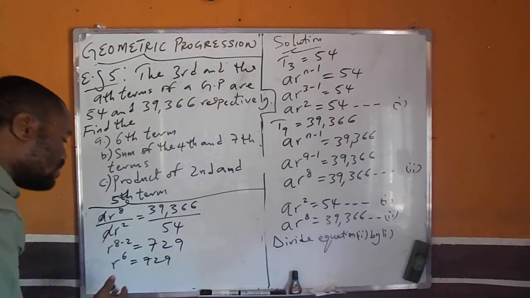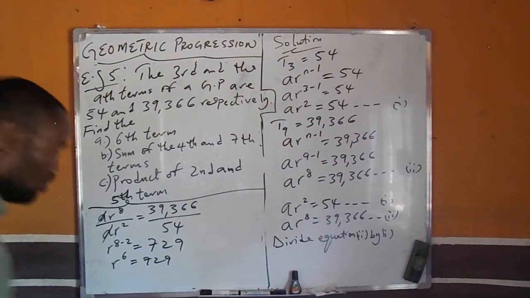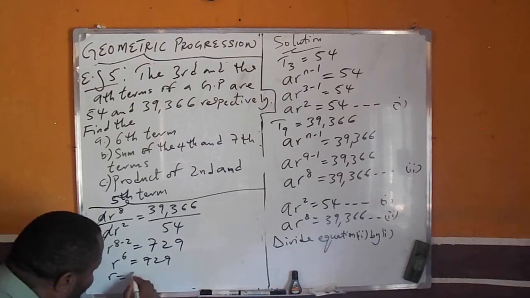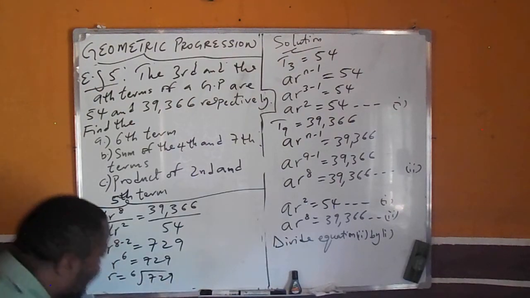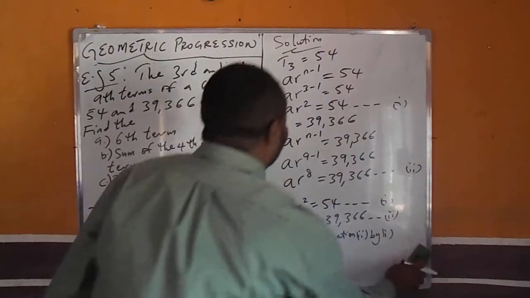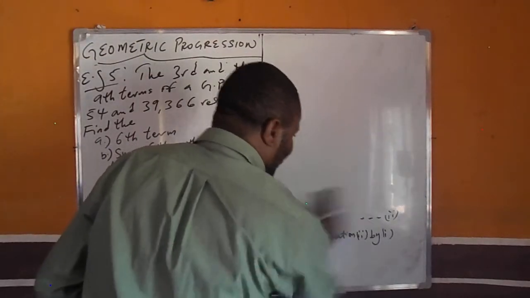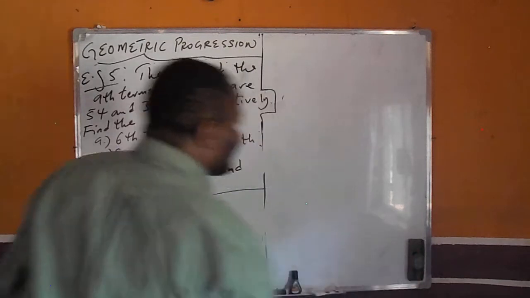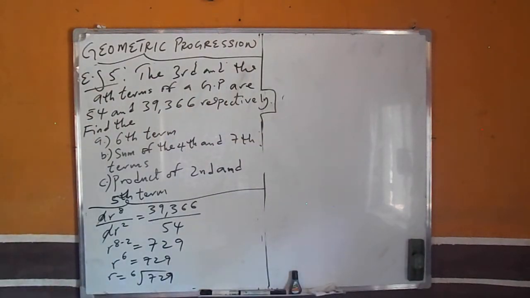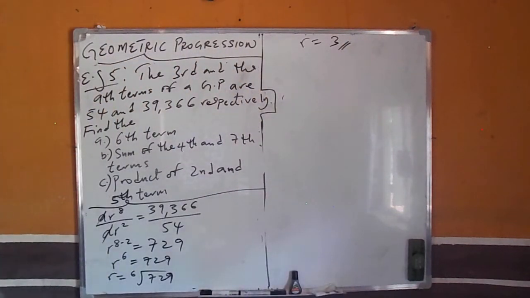So what you are going to do now is transfer this power to the other side, and it will become the 6th root. R equals the 6th root of 729. What is the 6th root of 729? Which figure can you multiply 6 times that will give you 729? That is 3. So R equals 3.